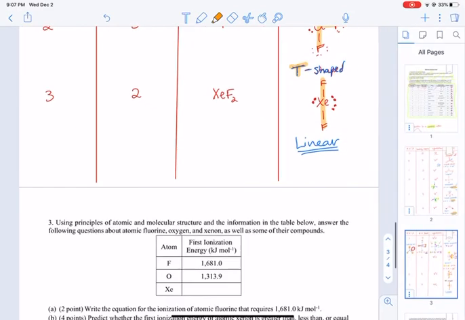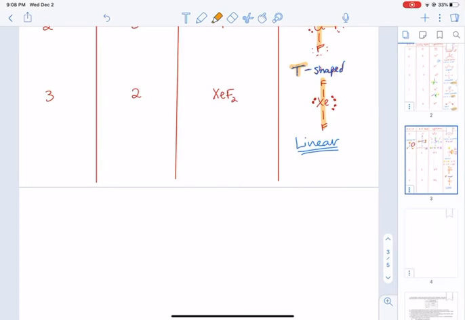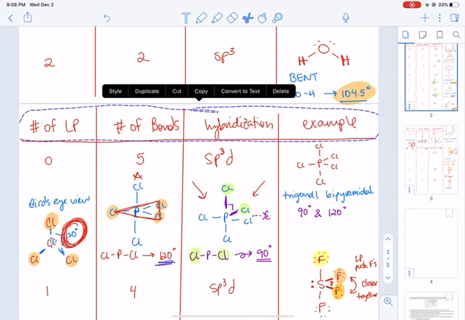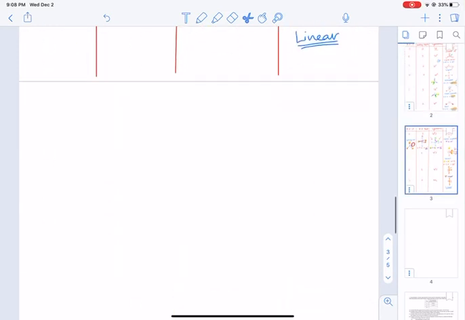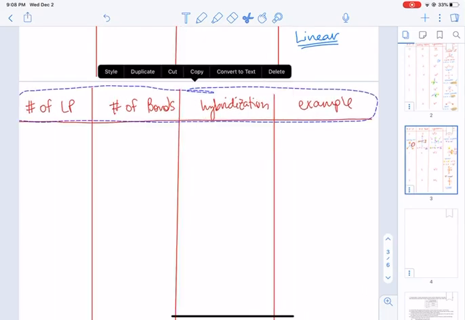Now, I've got to add a separate page, new page. Woohoo! I don't want to copy some stuff, so we're going to copy all of this. Nice. Heck yeah. Here we go.